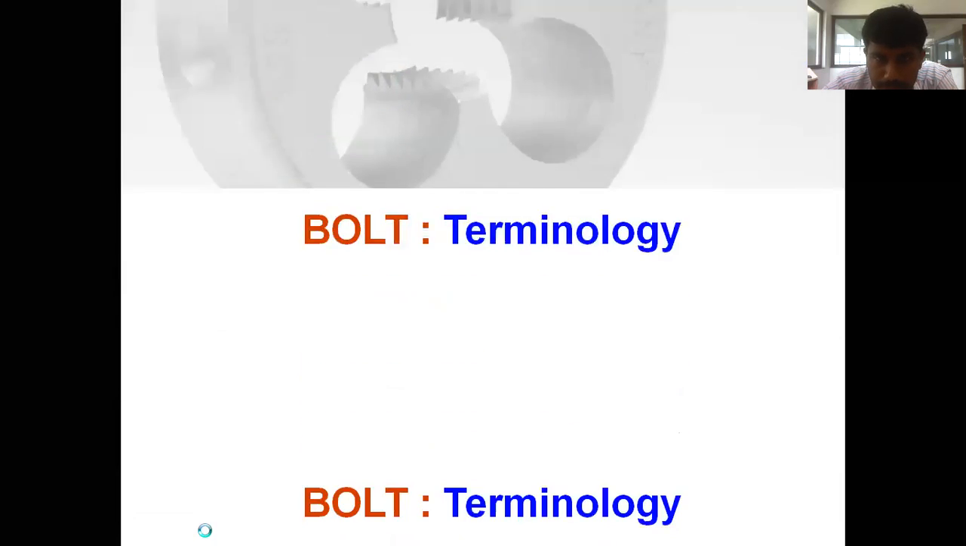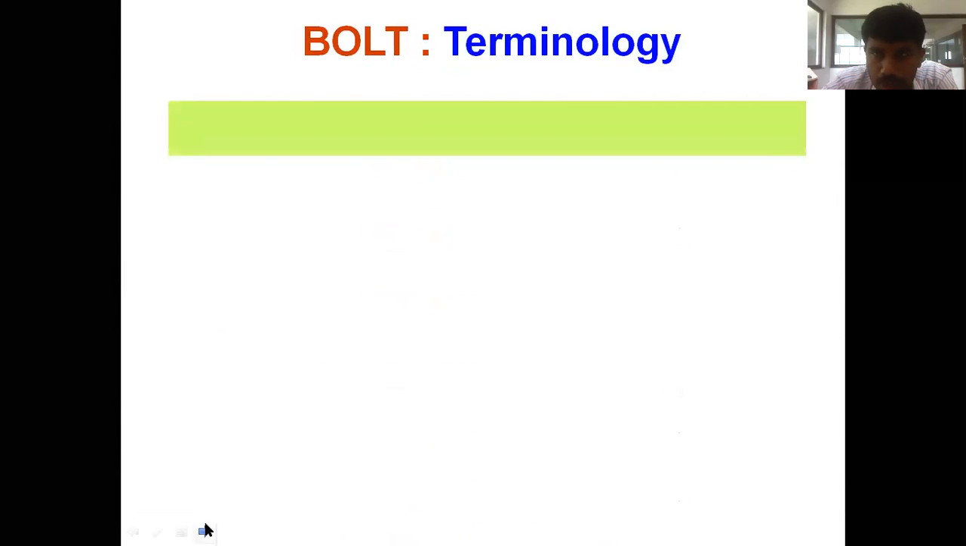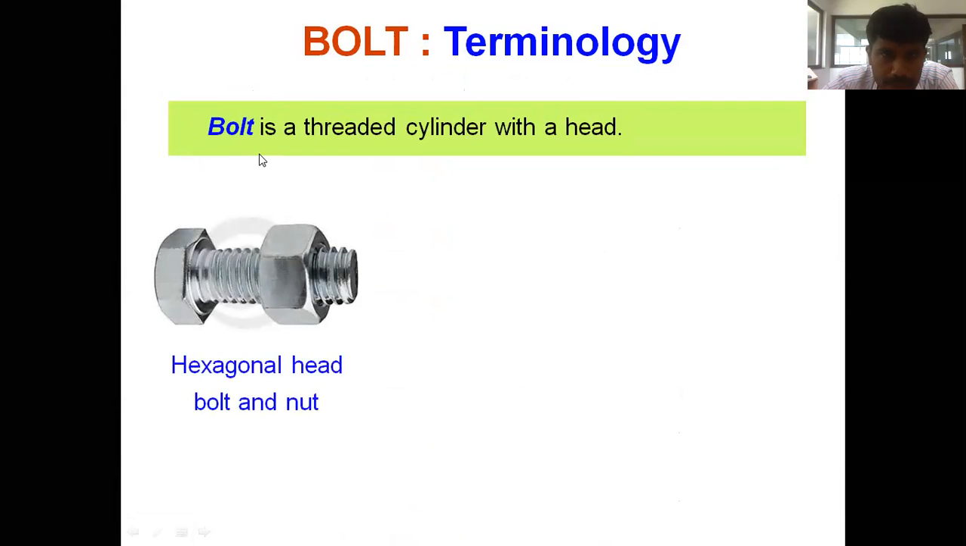Threaded fasteners, bolts. We see bolts and nuts in day-to-day activities in almost all applications, and in screws also. A bolt is a threaded cylinder with a head. So this one is the bolt, and this one is a nut.